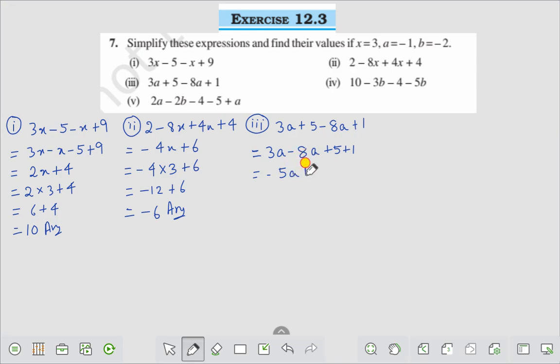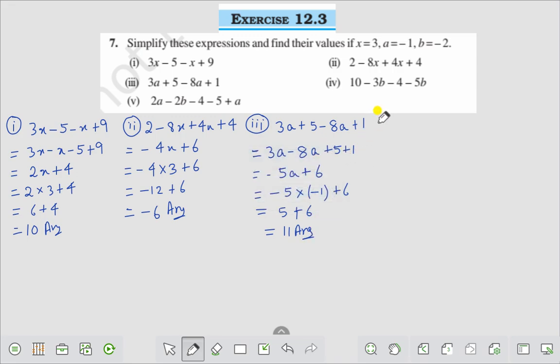plus 5 plus 1, that is 6, that is equal to minus 5a plus 6, and the value of a is minus 1, plus 6. That is minus into minus is plus, that is 5 plus 6, which is 11. This is the answer of question number 3.